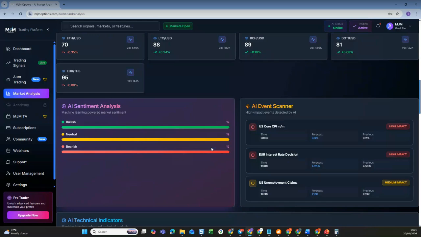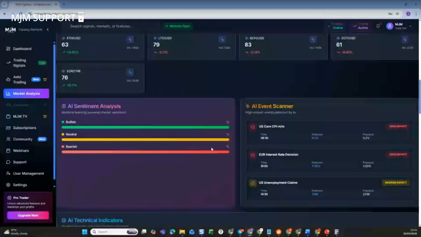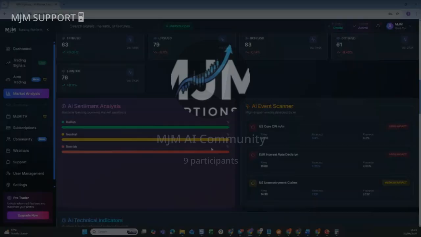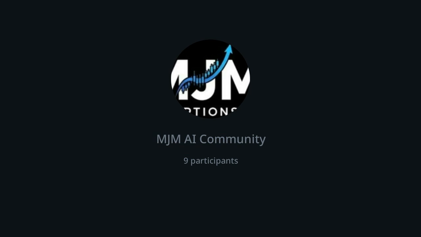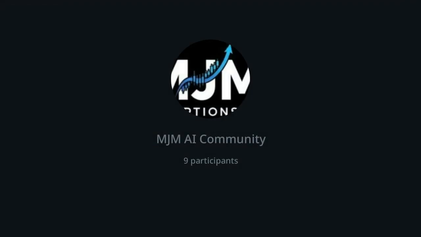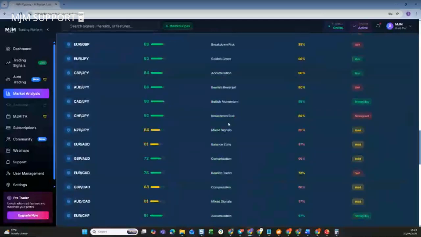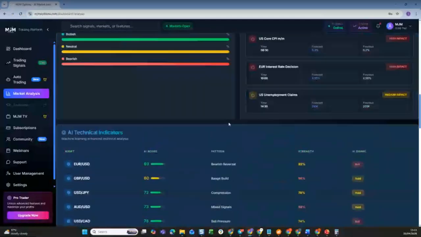on what to give you a signal on, and it employs three types of analysis, just like every regular forex trader does. It employs AI sentiment analysis, AI event scanner, and AI technical indicators. Let me start from below and work my way up. The AI technical indicators talk about the ability of the AI to study the chart, recognize patterns, and use that to give you an informed signal.